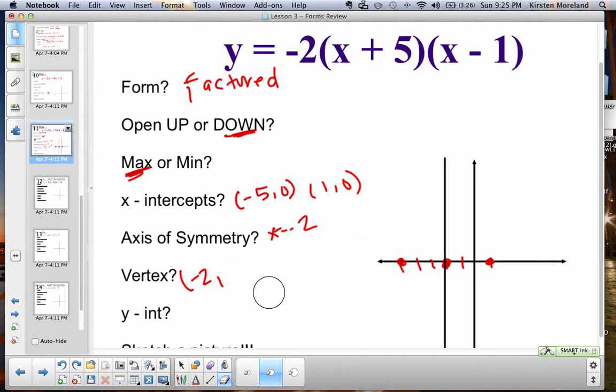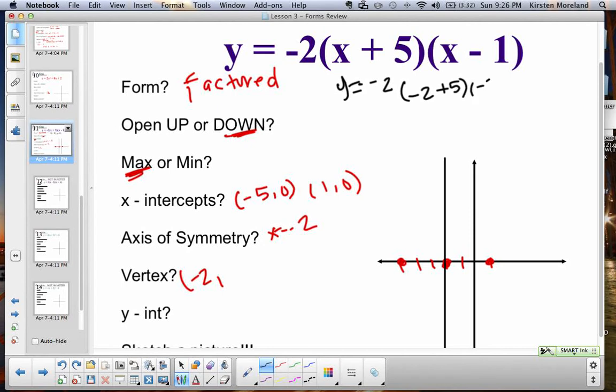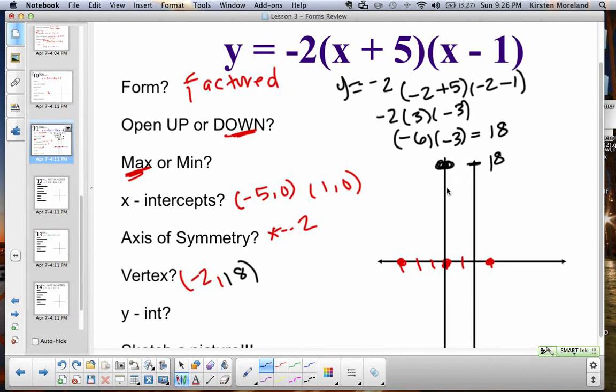To find the y-coordinate, I'm going to go up to the equation and plug in negative 2 for x. So I get negative 2 times 3 and negative 3. So I get negative 2 times 3, which is negative 6, times another negative 3 gives me 18. So my vertex is at (-2, 18). So I'm just going to draw a dot up here and say it's at 18. That's what's kind of nice about not actually having graph paper.